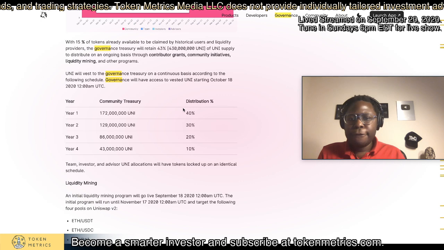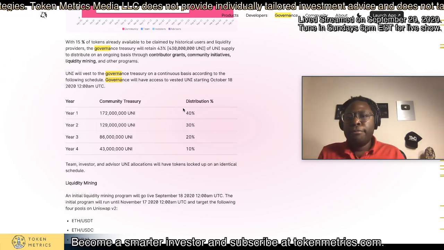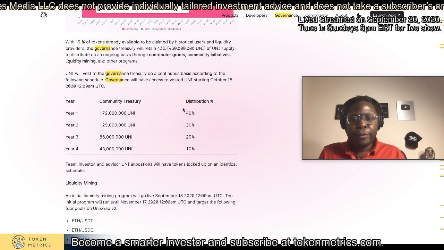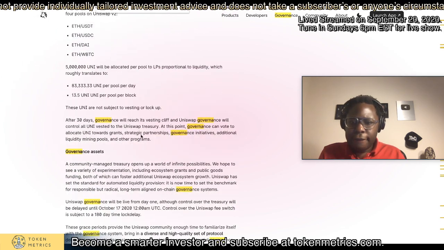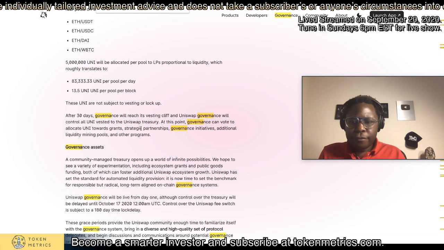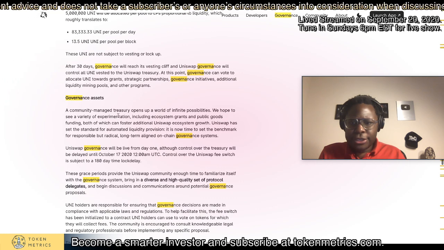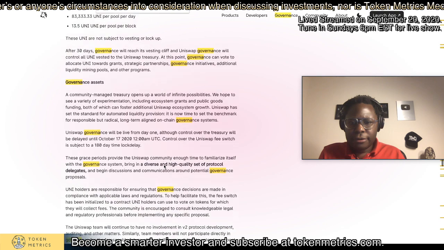So if they have a treasury fund and they want to have people, developers mainly, build new projects, or kind of like what Ethereum has with Gitcoin grants. Right? So if they want to give out grants, that can also be done through governance, it looks like. And it says governance assets. Yeah, so we hope to see a variety of experimentation, including ecosystem grants and public goods funding, both of which can foster additional Uniswap ecosystem growth.